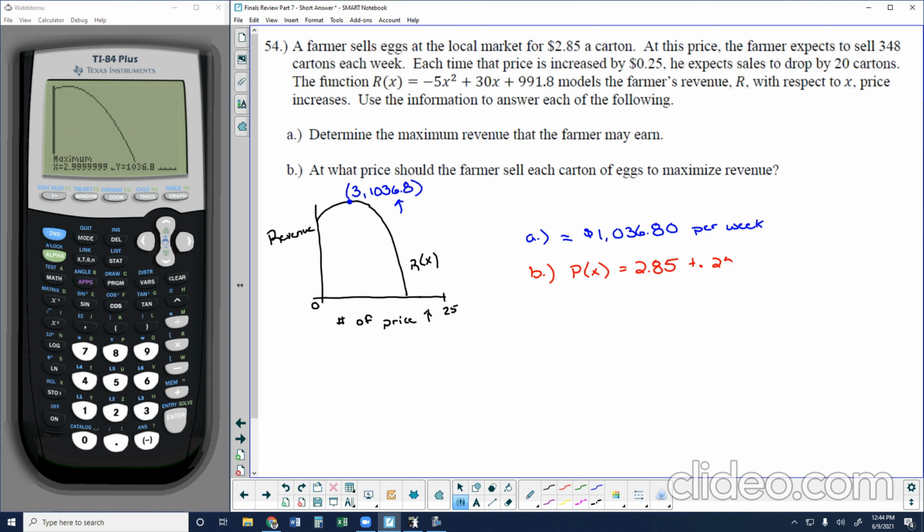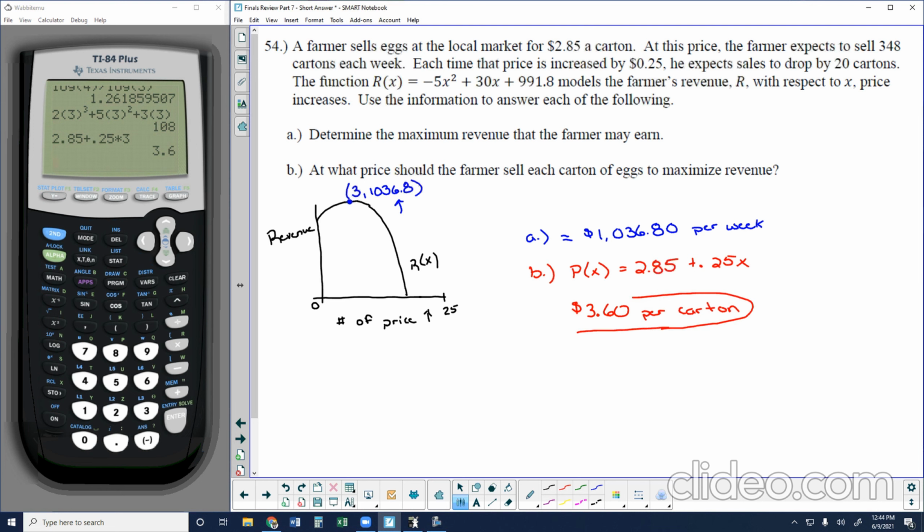So 0.25x. Well, now I know to maximize revenue, x needs to be 3. So I can input 3 into this equation that I have set up. And this will tell me that a price of $3.60 per carton will decrease the number of sales, but that increased price will yield the highest revenue.